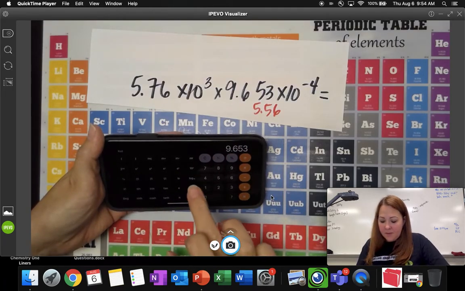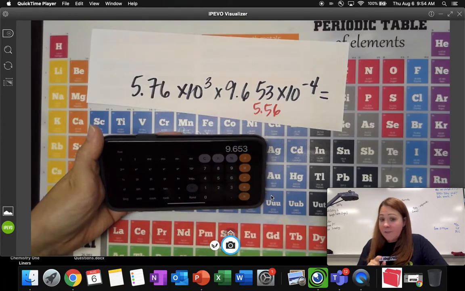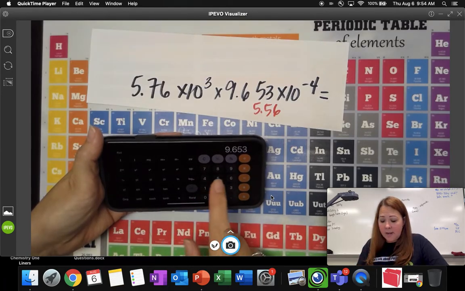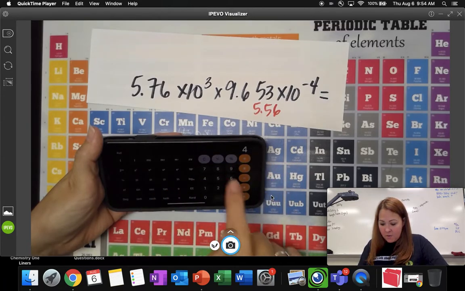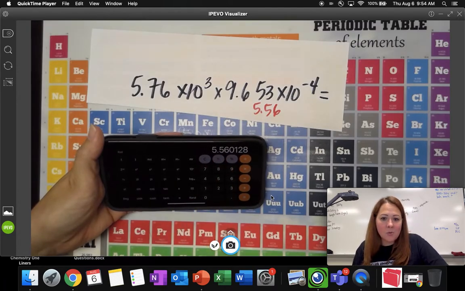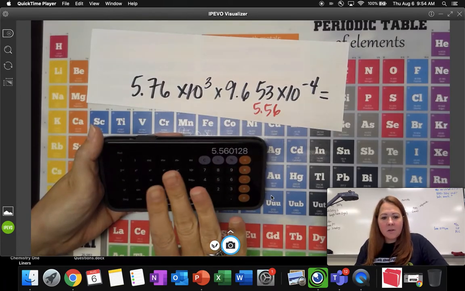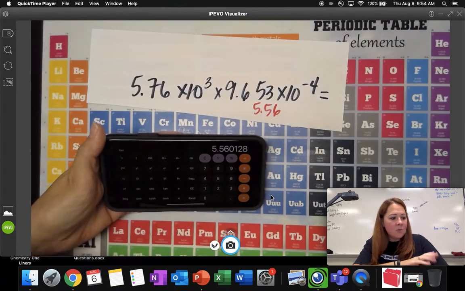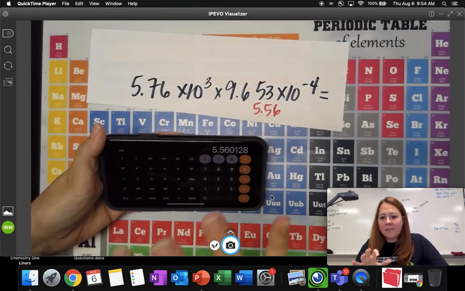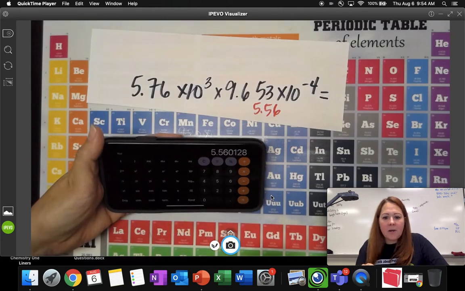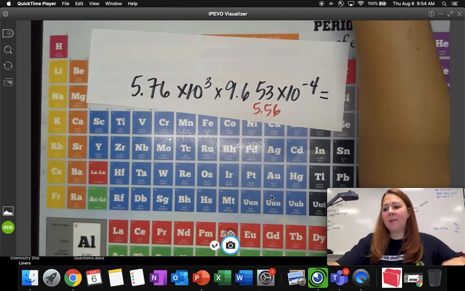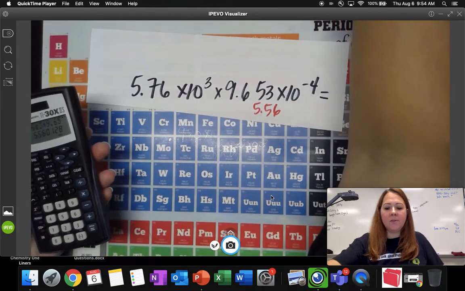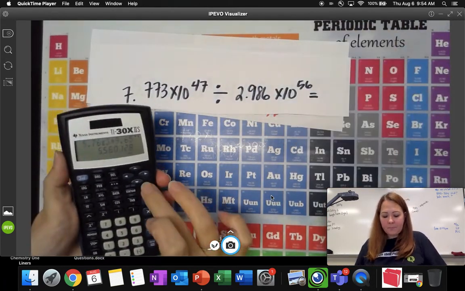So 3, and then EE. Again, you're going to have to do this backwards order because it's negative. So you're going to push 4, and then you're going to hit the negative right up here. So negative 4, and then hit equals, and then we have the same answer again. So the phone and the iPad or just a web-based is a little bit more difficult to try to get the right answer, but you will get the right answer either way. I'm going to go back to my regular calculator to do the other ones for your examples.